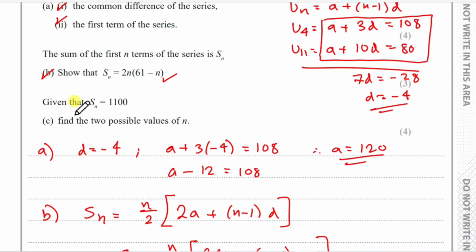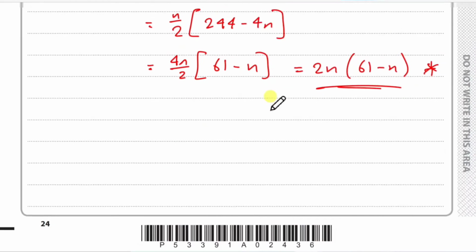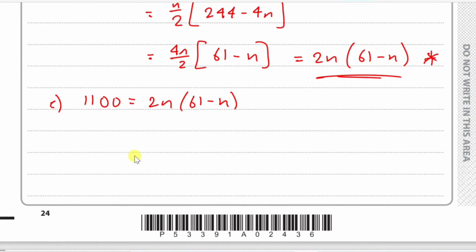Now finally, given that Sn is 1100, find the two possible values of n. That should be fine. So just equate your last equation to 1100. 2n(61 minus n). Okay, so we're going to get a quadratic. So let's expand this and move everything to the right side. So you can get 0 equals, well, 2n times 61 is 122n, minus 2n squared, and subtract 1100.